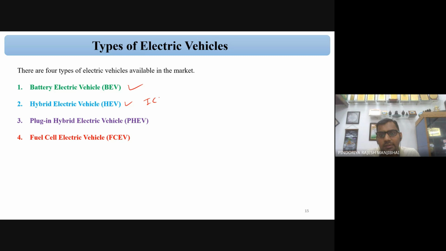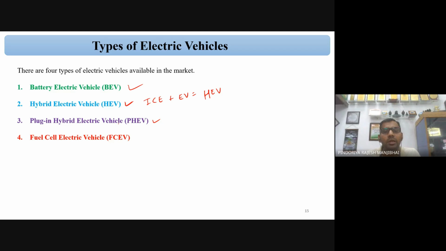So we can say ICE engine vehicle plus EV is equal to hybrid electric vehicle. Correct. Third one, plug-in hybrid electric vehicle. Plug-in means you have to charge your vehicle, you have to charge your battery by plugging. In the case of the hybrid electric vehicle, no need to charge your battery. By using the ICE engine, we can charge our battery. Correct? Then we can say it is a hybrid electric vehicle.